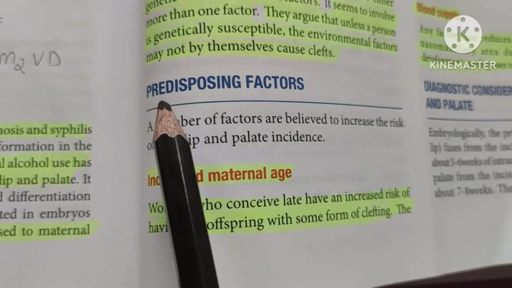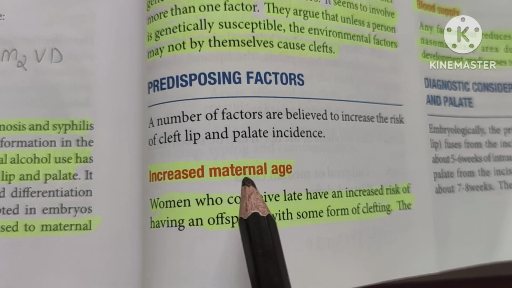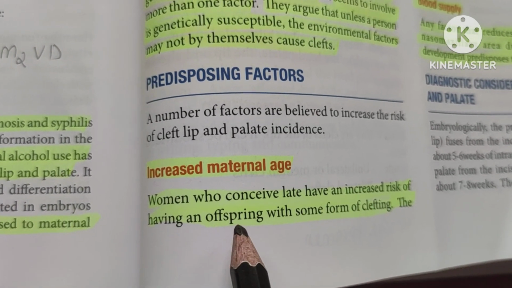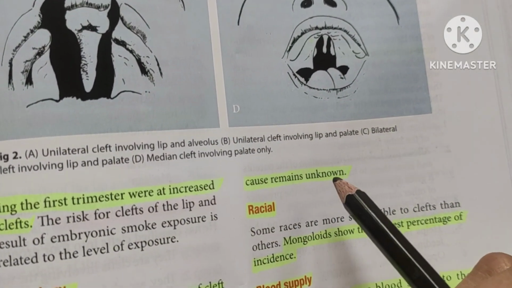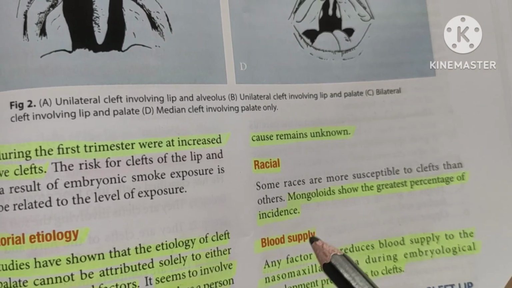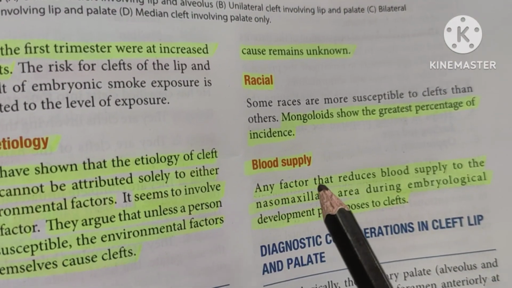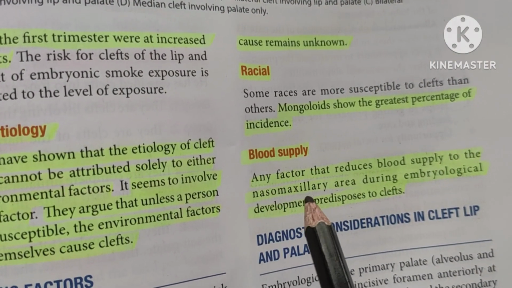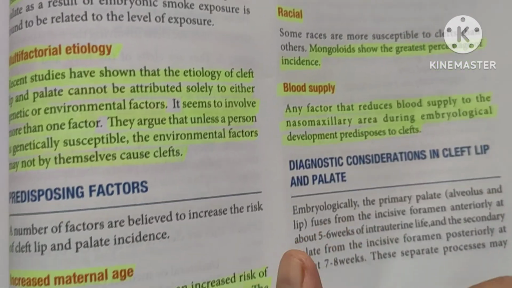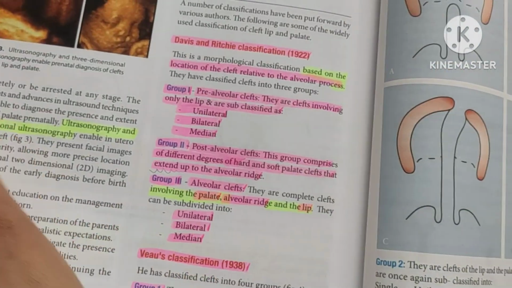to cause it. Now the predisposing factors, like increased maternal age. Women who conceive late have an increased risk of having an offspring with some form of clefting. The cause remains unknown. Racial: the Mongoloid shows a greater percentage of incidence. Blood supply: any factor that reduces the blood supply to the nasomaxillary area during embryological development predisposes to clefts. Now we'll talk about the classification.